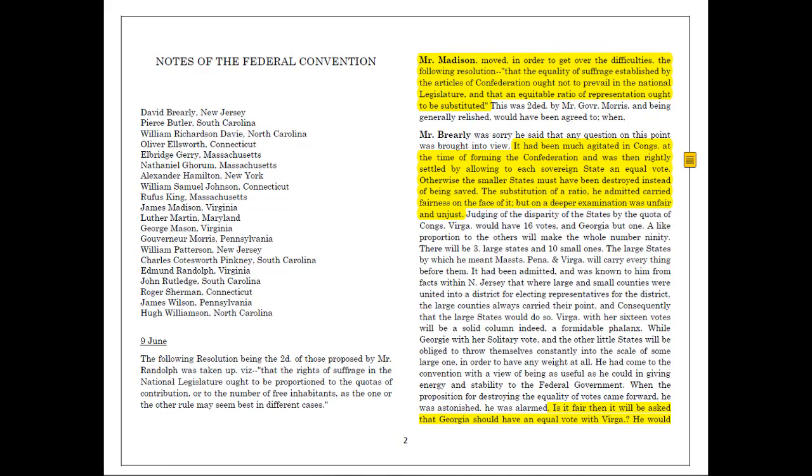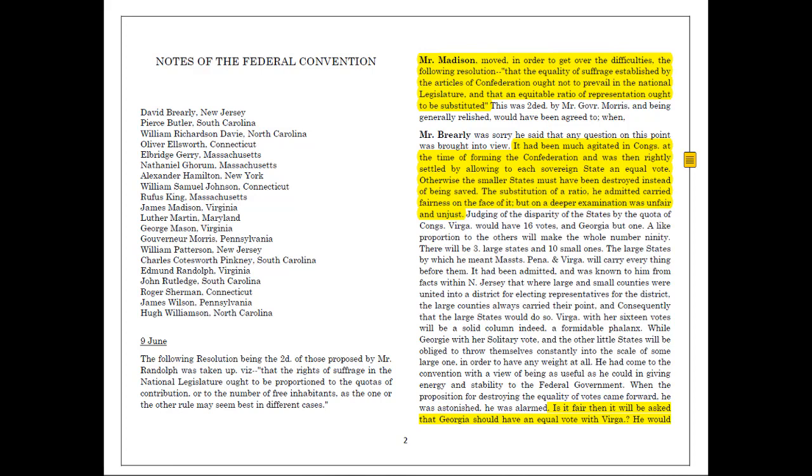So first, what are the rights of suffrage in the national legislature, or the equality of suffrage established by the Articles of Confederation? Well, you're perfectly well aware, because you have read the Articles of Confederation, that it permits each state 1 vote. So that 1 vote per state is an equality of suffrage, right? An equality of the right to vote.